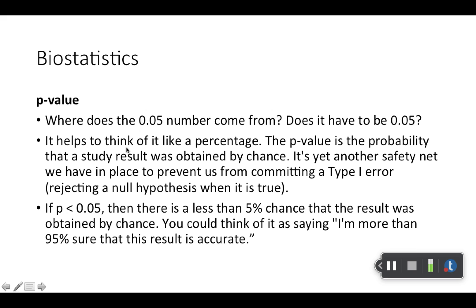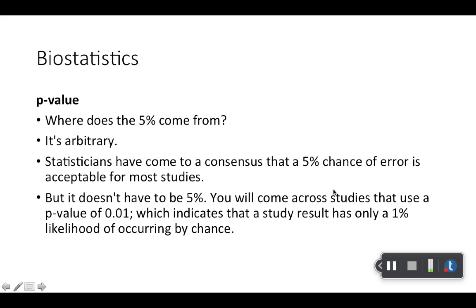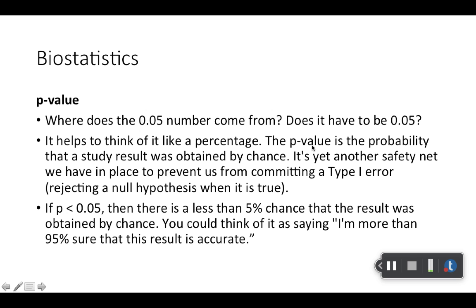So a lot of students ask, where does this number come from? Does it have to be that? It helps to think of it as a percentage. I think that'll help clarify it. The p-value is the probability that a study result was obtained by chance. It is yet another safety net to help us prevent a type 1 error, rejecting a null hypothesis when it's true. If p is less than 0.05, then there is less than a 5% chance that the result was obtained by chance.